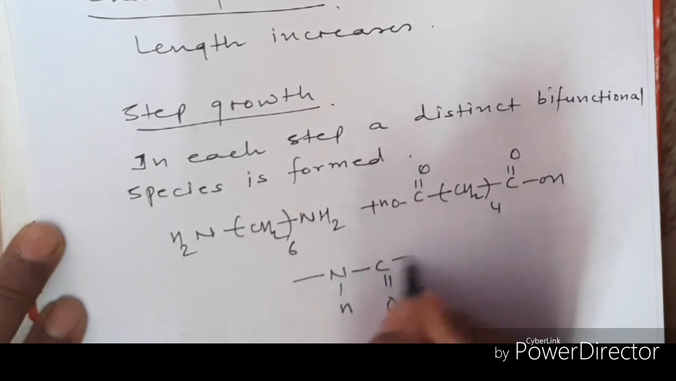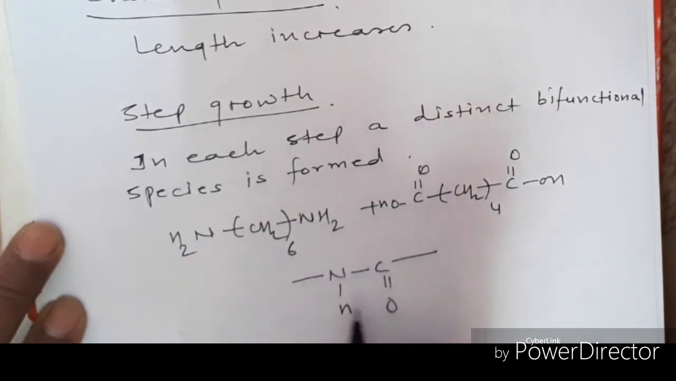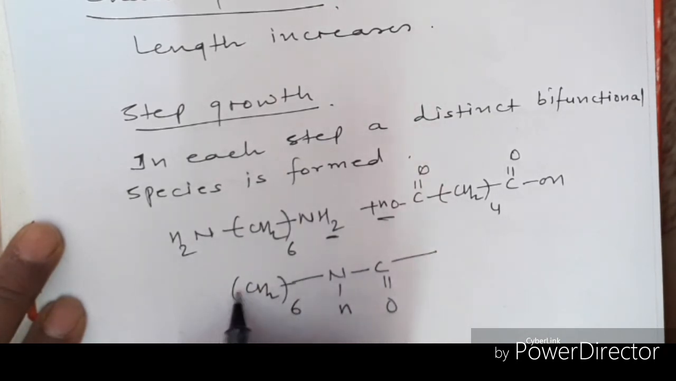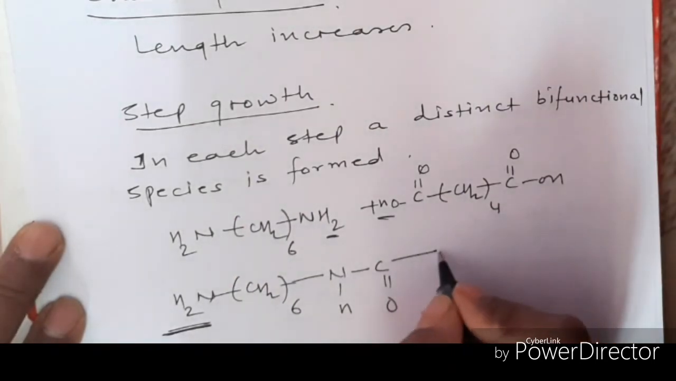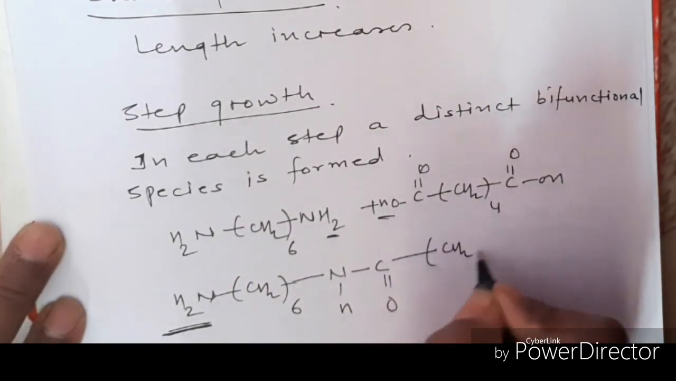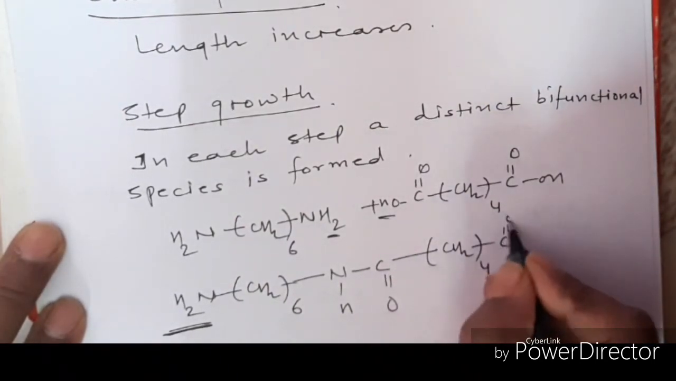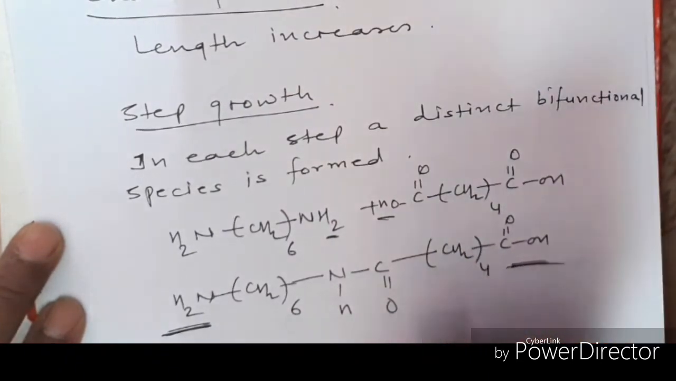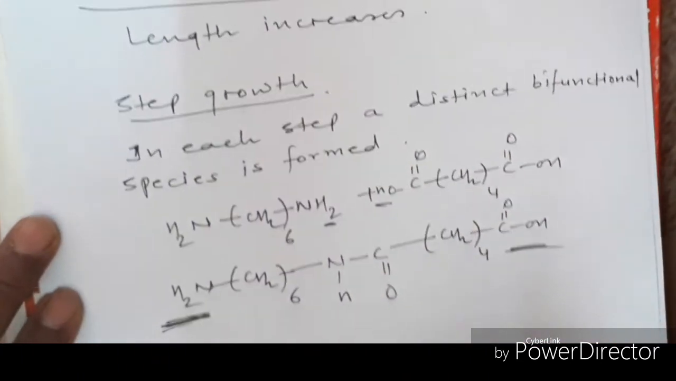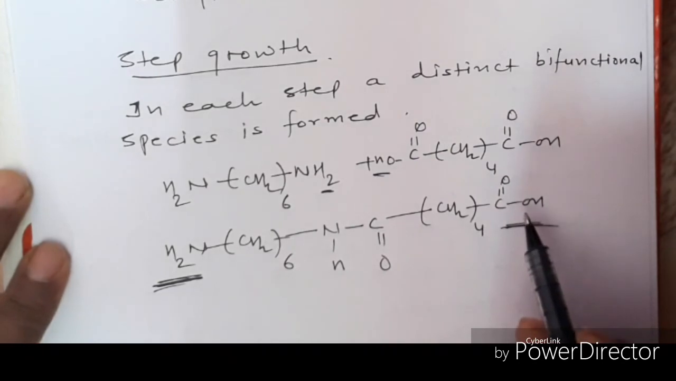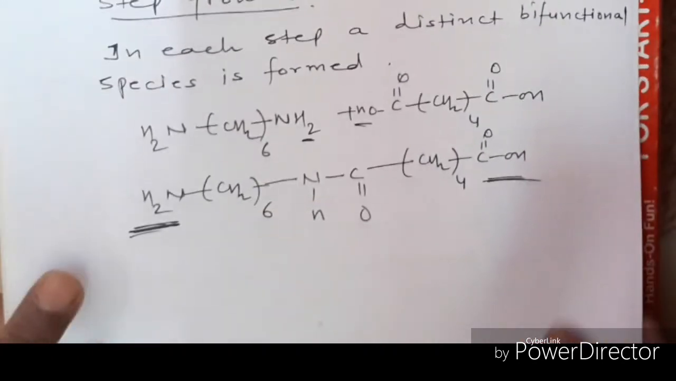When they combine together for the first time, you can see that there is an amide linkage formed over here. OH and NH have gone out, and the same structure if I write on the left side, the NH2, same way NH2 is still there, and on this side I write CO, CH2 4 times, COOH. So the first molecule, the dimer which is formed, has two different functional groups. One is COOH on the right and one is NH2 on the left.